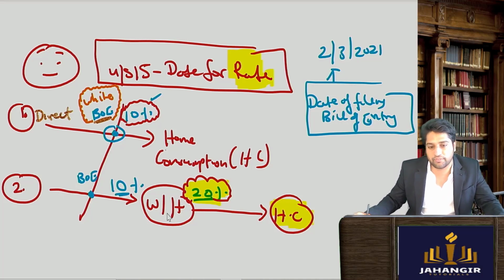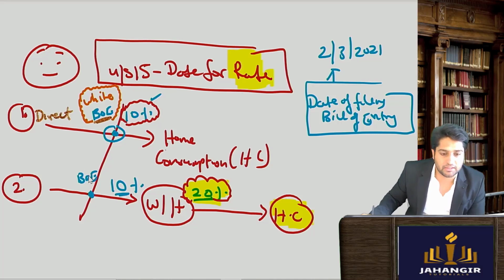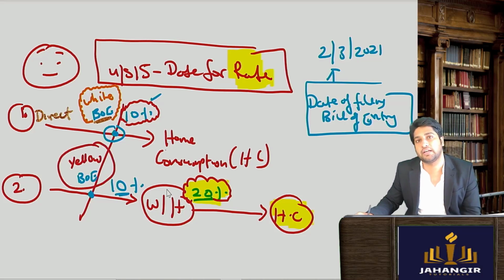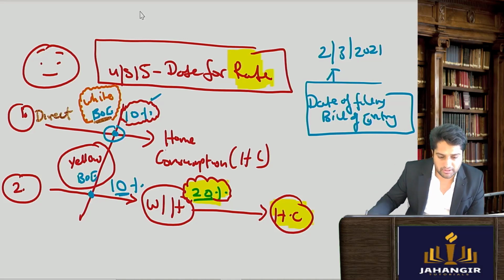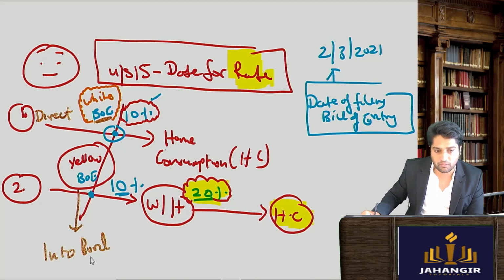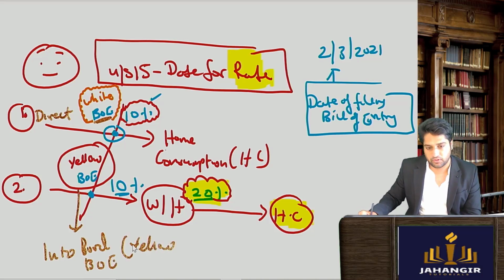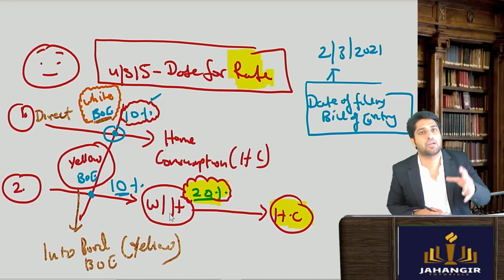When it is going into the warehouse and subsequently to home consumption, that time you take a bill of entry of yellow color. Yellow color bill of entry is filed when you are depositing into the warehouse, into bond. So the moment I see the color only, I can make out what is going to happen.